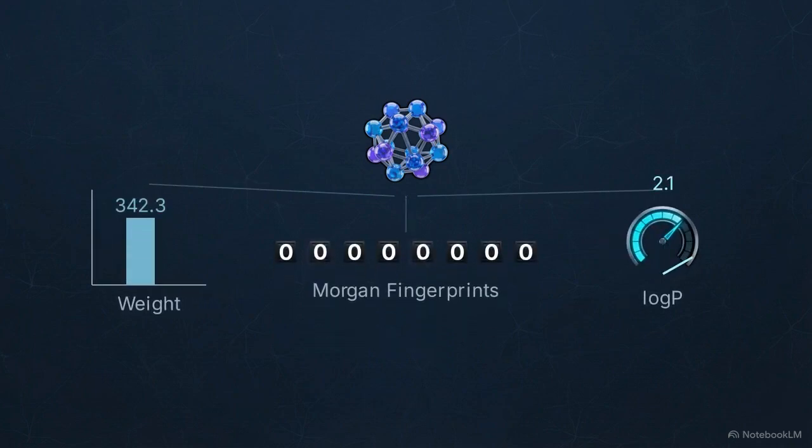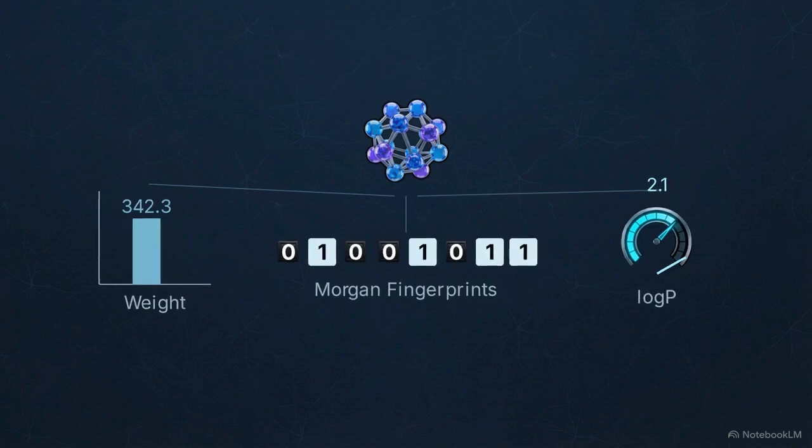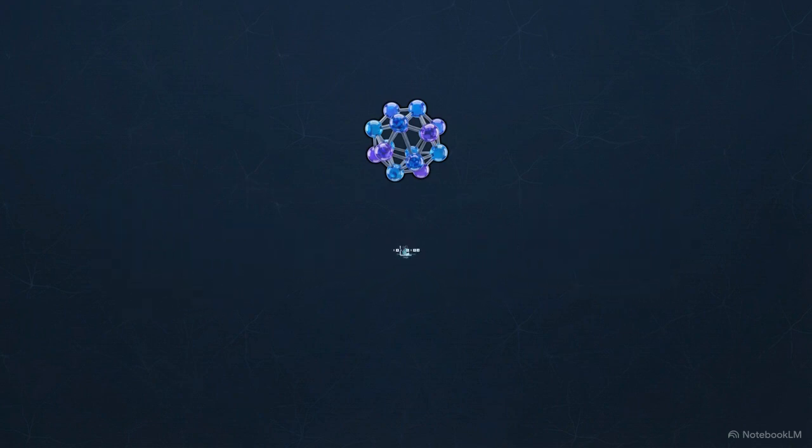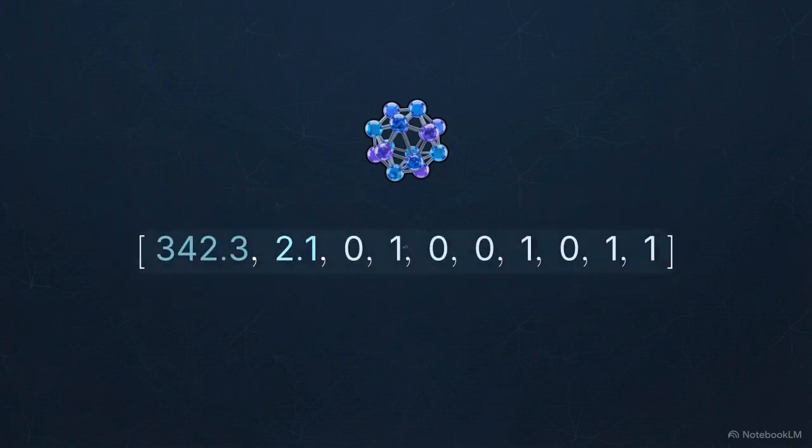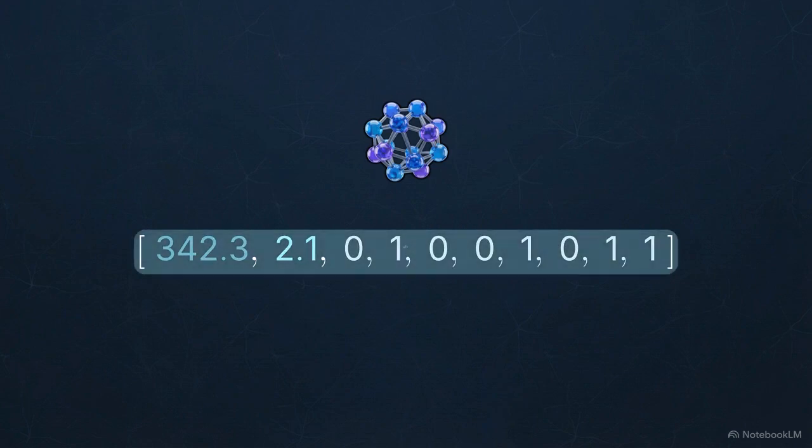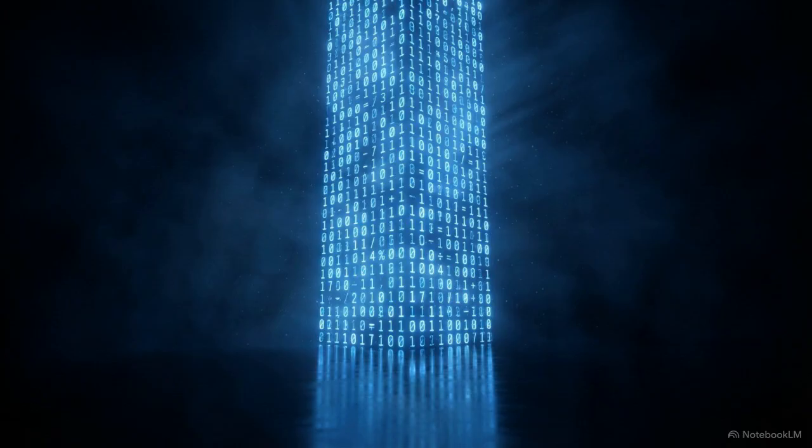The system then generates Morgan fingerprints, a digital map of binary blocks recording specific structures within the molecule. These physical calculations and structural fingerprints combine to form a complete mathematical profile called a feature vector. The molecule has reached its final digital state, a numeric signature that represents chemistry as pure quantitative data.